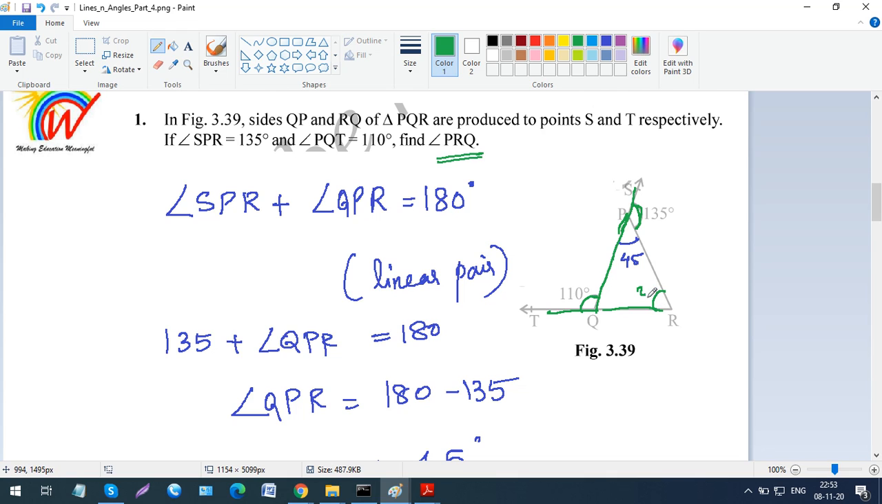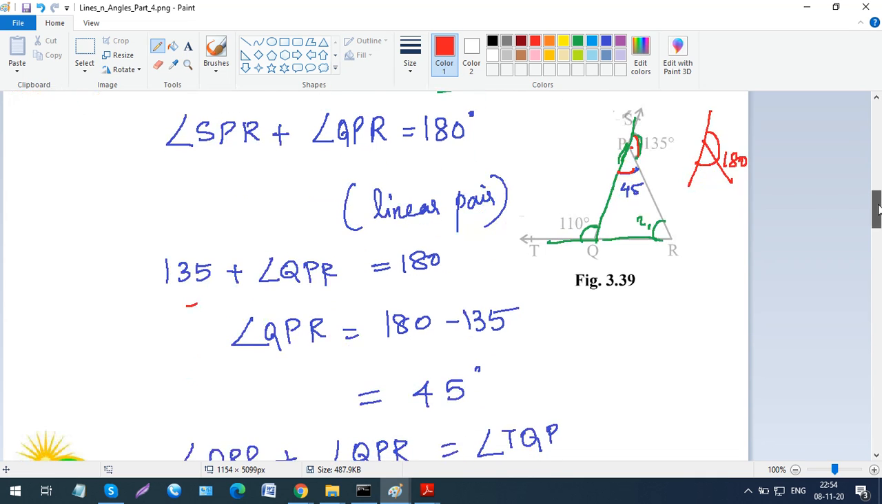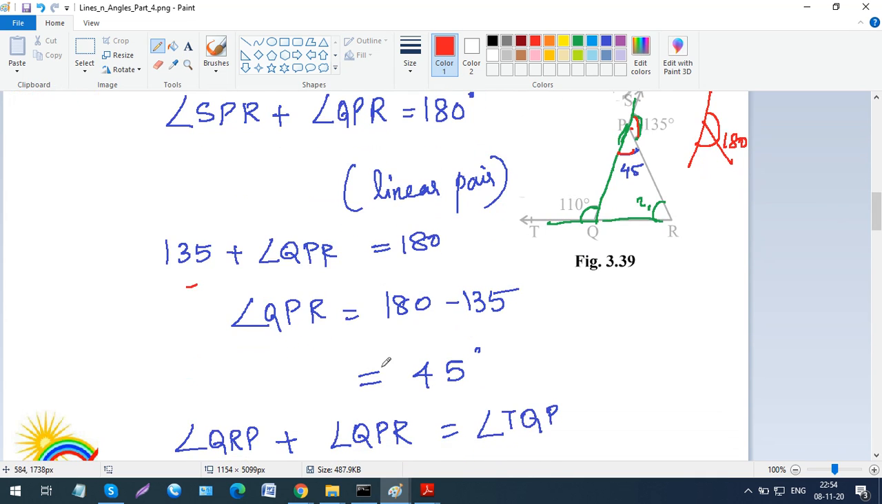Okay, let's look at this. If you look at angle SPR and angle QPR, they form a linear pair, right? They lie on a straight line, so when you add them up, it gives you 180. So 135 plus angle QPR is 180. You subtract 135 on this side, and it gives you 45. So you get this angle as 45.